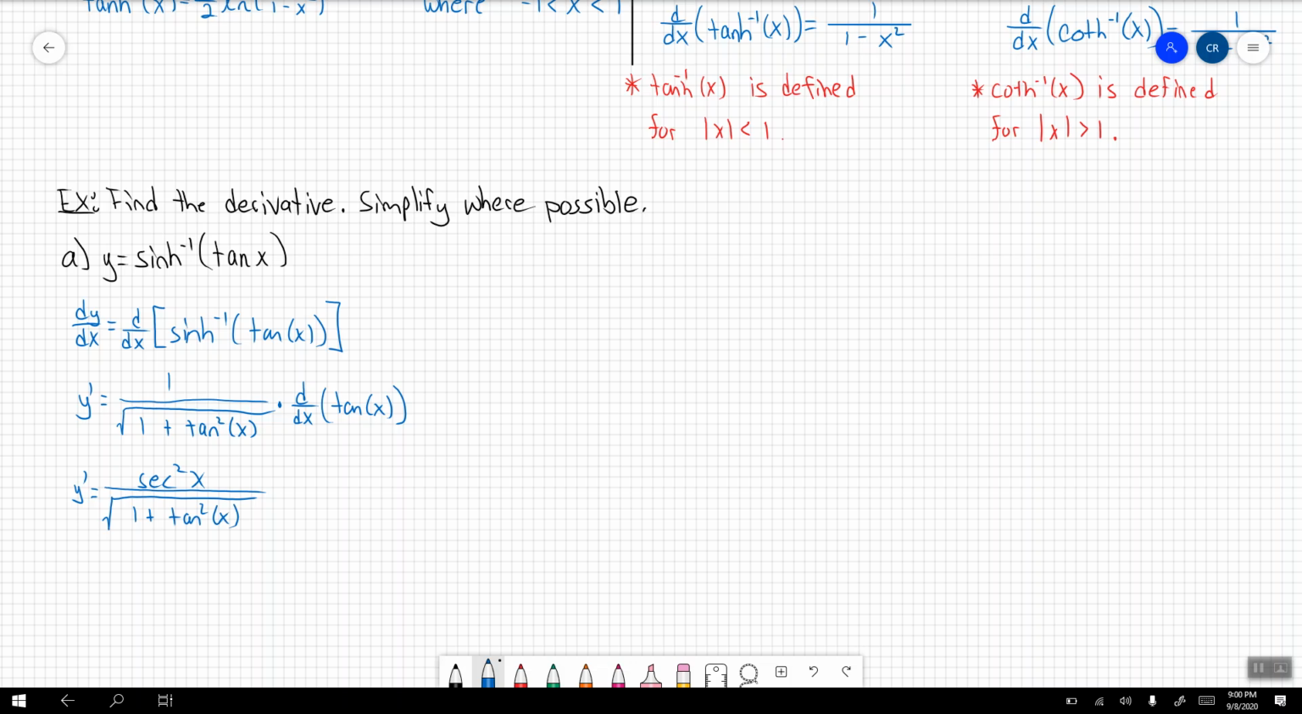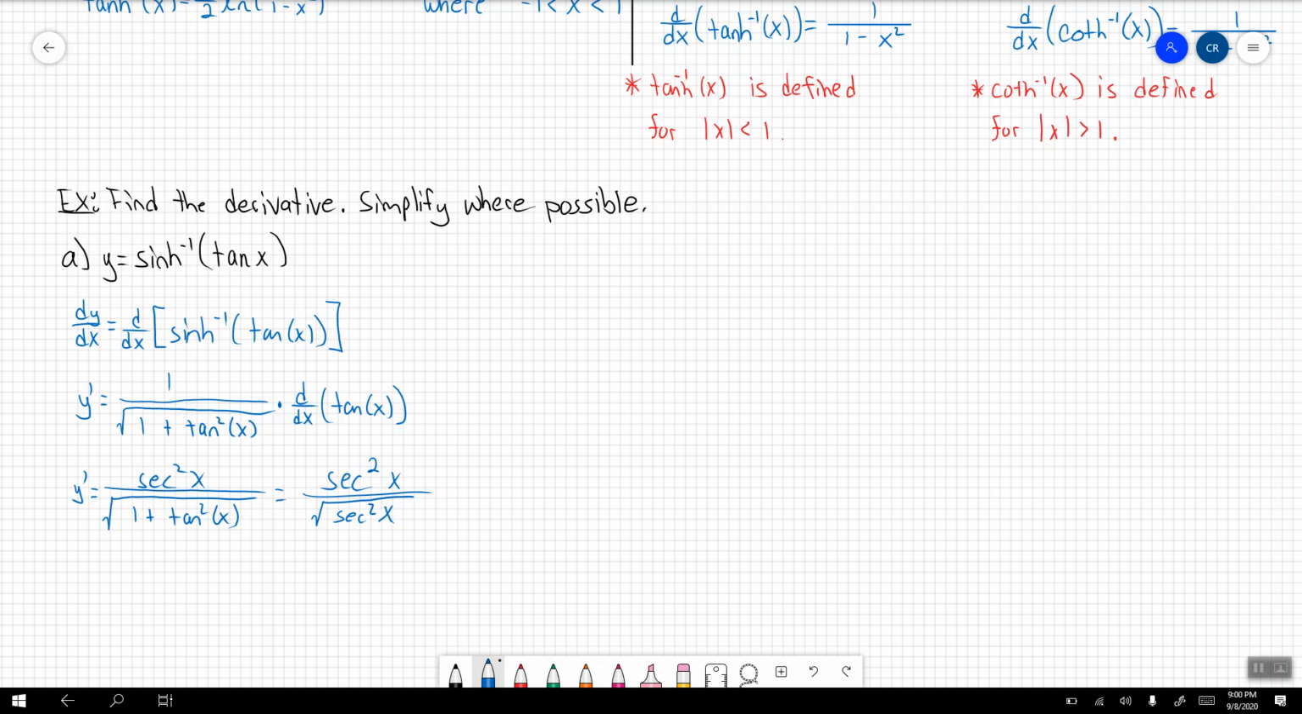Now, on the denominator here, I see something that is really beneficial for us: 1 plus tan squared of x is a Pythagorean identity. So the denominator becomes secant squared of x divided by the square root of secant squared of x. Now you might say, hey, that looks really nice, we can possibly cancel some stuff out there. You would be almost correct.